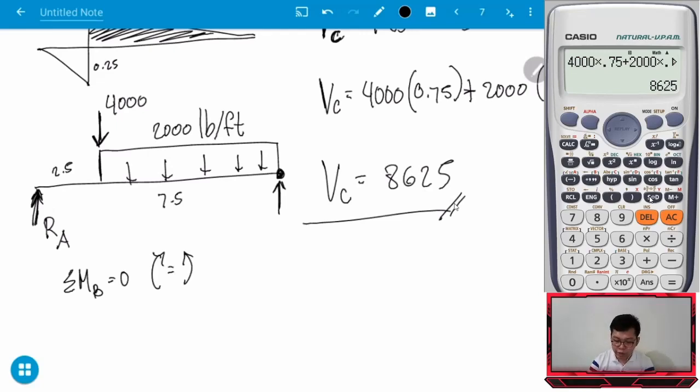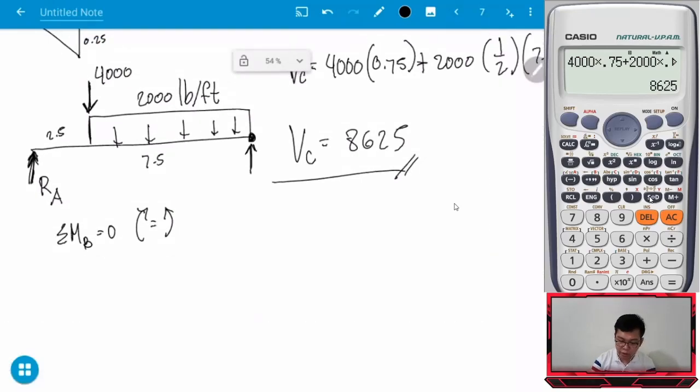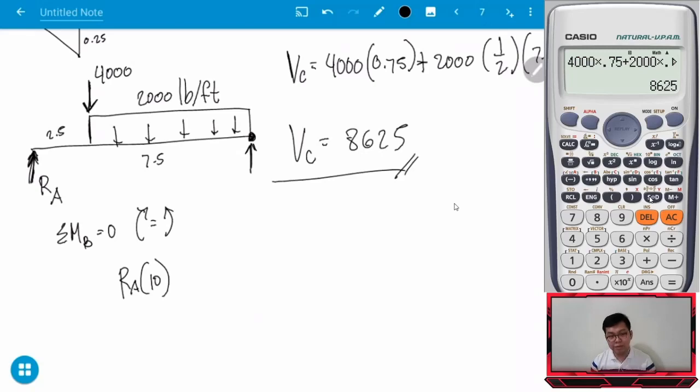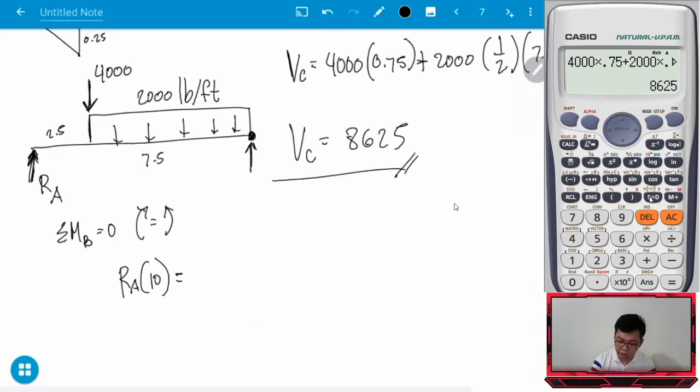Okay? So, ang clockwise moment natin, guys, obviously, we have our reaction, RA, multiplied by 10. Now, that must be equal to the counterclockwise moment, which is equal to, wala nang ibang clockwise, 4,000 multiplied by 7.5. I hope obvious, no, yung mga moment arms. Okay? I hope obvious na 7.5.